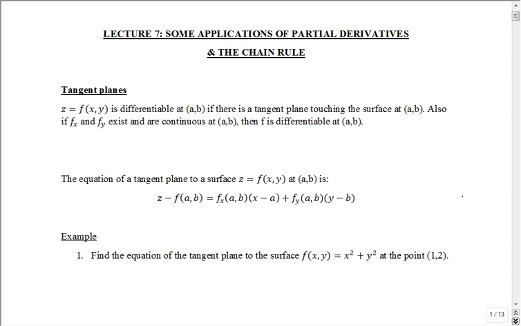So it's a formula, a very important formula. You need to outline that because it's something you're going to be using. The equation of a tangent plane to a surface, z equals f of xy, at (a, b), is z minus f at (a, b) equals the first partial of f with respect to x at (a, b) times x minus a, plus the partial of f with respect to y at (a, b) times y minus b. So let's do an example.